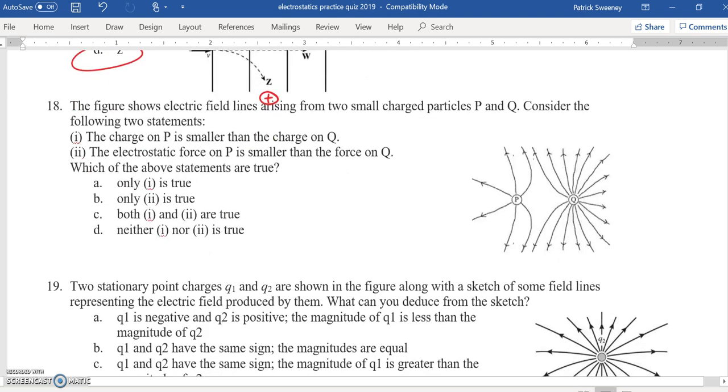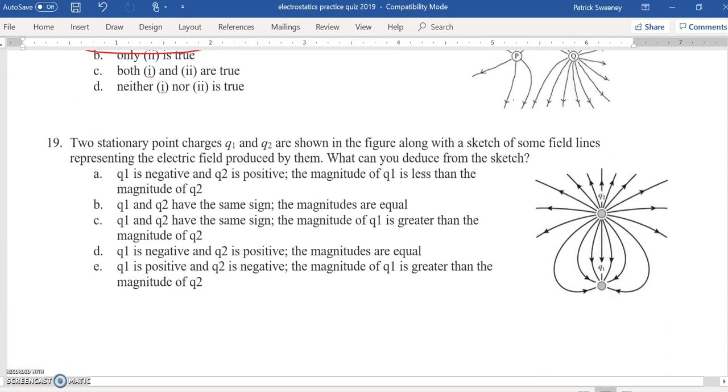The figure here shows two small charges P and Q. What do we know about them? So the charge on P is going to be smaller than the charge on Q because it has fewer field lines, so that's true. Then it says the force on P is smaller than the force on Q. That's just false. They exert the exact same amount of force on each other. So the only true statement is A.